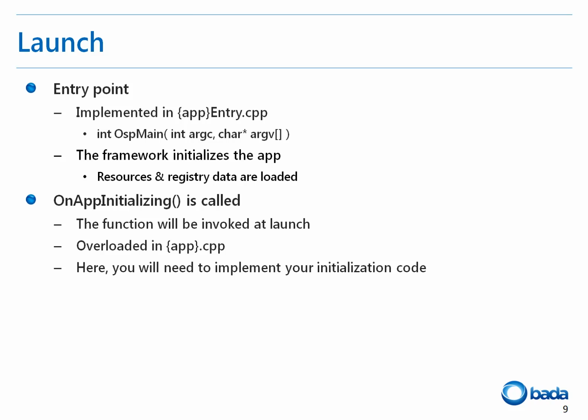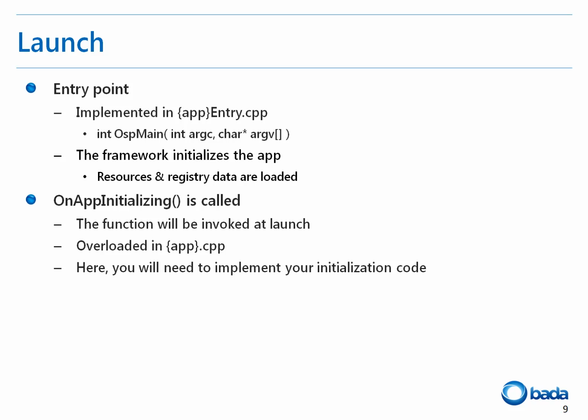To start your application, you need to know the files and the main function. The OSP main function is the entry point for any application. Once you complete creating the project, there will be a file called xxxxentry.cpp, where xxxx is your application name. Your OSP main function will be inside this file. This is the starting point for the application.